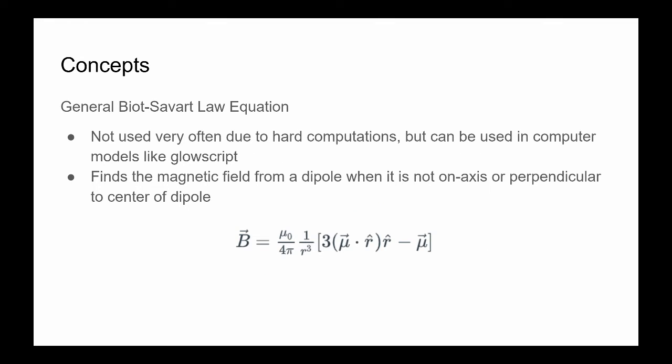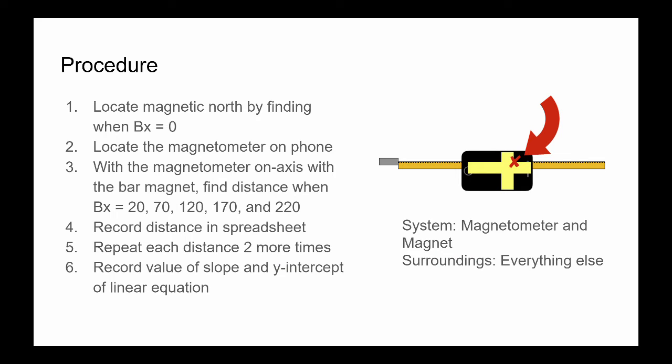Another concept is the general Biot-Savart law equation, which we don't really use in class, but it's useful for GlowScript to find magnetic fields from a dipole when it's not on axis or perpendicular. So the procedure of this lab was to first find the magnetic north by finding when Bx equals 0, then to locate the magnetometer on the phone. Then, using this, we would find when Bx equals 20, 70, 120, 170, and 220 when the magnetometer is on the axis. We'd record these distances and repeat each distance 2 more times. And then we record the value of slope and the y-intercept from that linear equation on the spreadsheet.